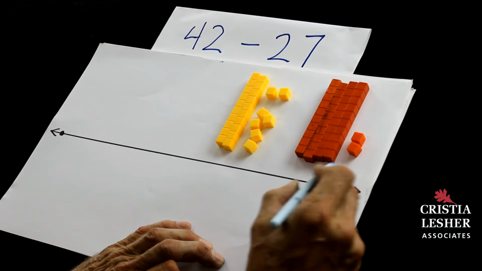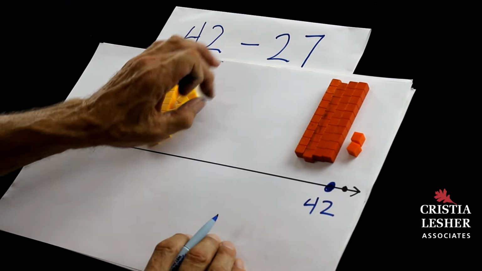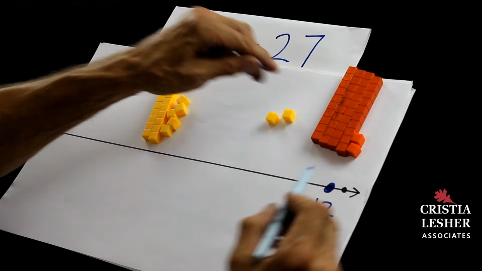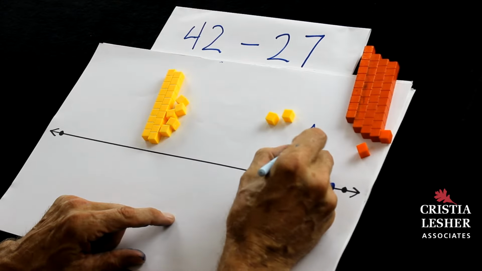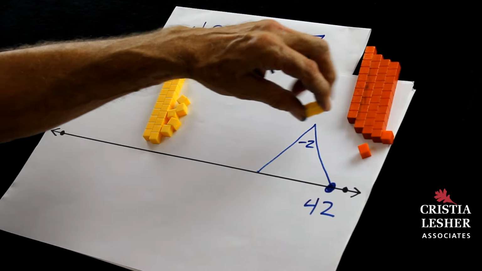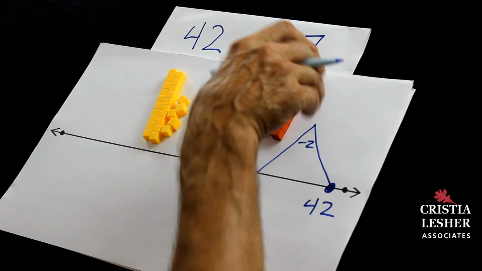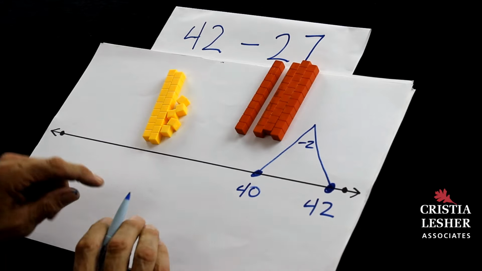I'm making my dot and writing down the 42 that I'm starting with. And the first thing I think I'd like to subtract are just 2. So I'm drawing my line to show that I'm subtracting 2, and when I use these 2 as markers for the 2 that I'm subtracting, after I do that, I see that what I have left is 40.